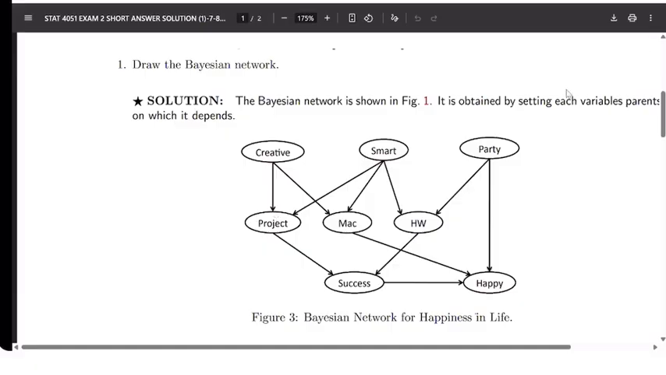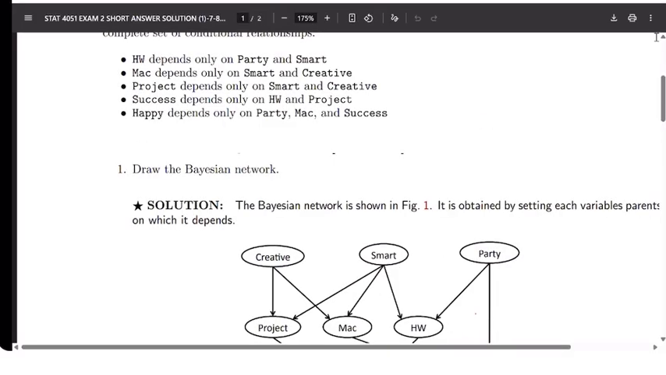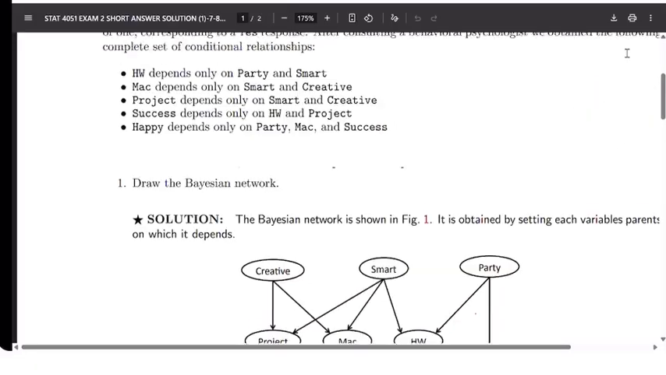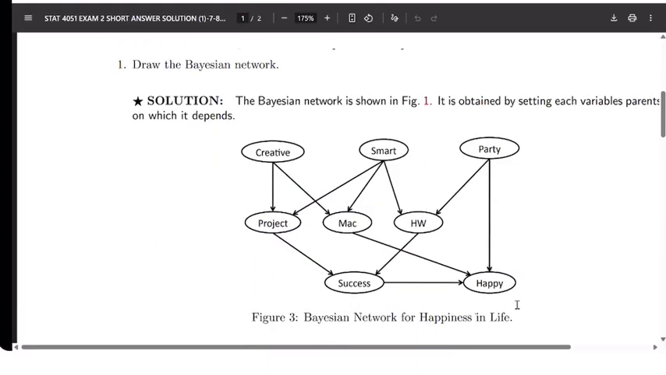Now another one, success depends only on own work and project. Of course, your success in class depends on whether you are able to do your own work, and at the same time you complete your project. So I'm actually going to write success. Can you see success? Success depending on project, depending on homework. And lastly, being happy depends on party, on mark and on success. Let's see that. Happy, there's going to be three arrows. One goes to the party, one goes to the mark, one goes to the success.